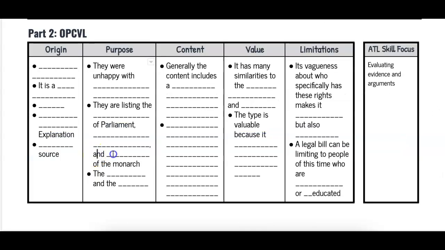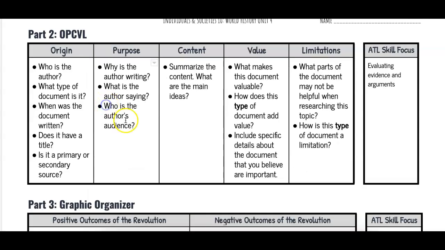And of course they're limiting the monarchy, so they're putting limitations on the monarch. Essentially, the monarch must get permission or approval from Parliament before they can do most things from here on out. Last question here: who is the author's audience? Who are they trying to reach?